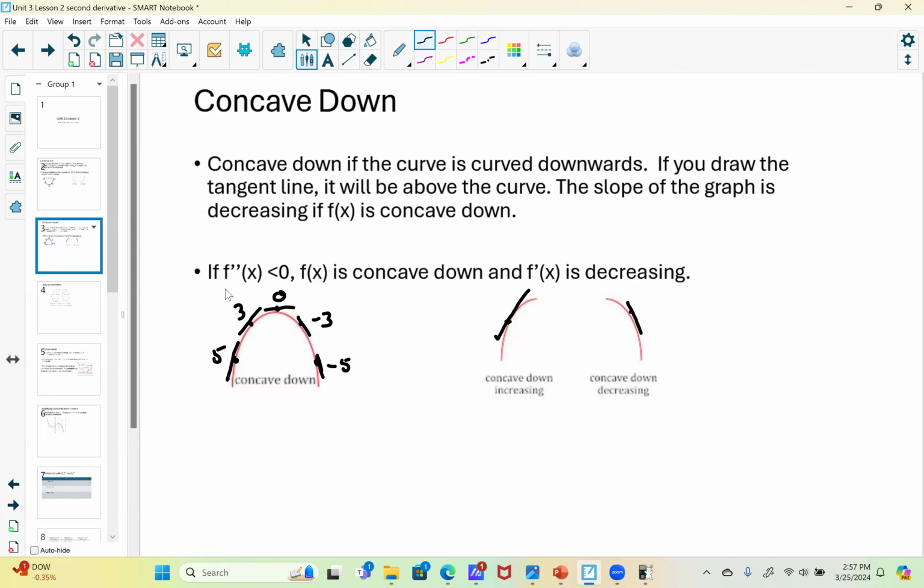So the key thing is that because the slope is decreasing and the derivative would then be decreasing, the second derivative is less than 0. And so f of x is concave down anytime the second derivative is less than 0, and we say the derivative, the slope, is decreasing.